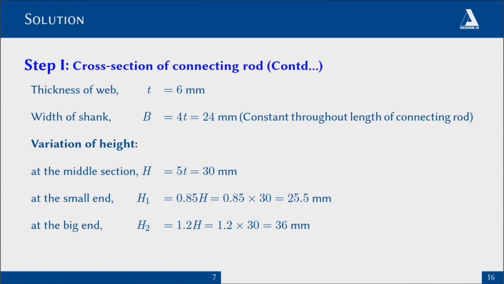But the height will be varying from one end to the other, and at the middle section the height will be equal to 5 times T, that is 30 millimeter. At the small end, H1 is 0.85 times capital H, so it is 25.5 millimeter. At the big end, H2 is 1.2 times capital H, it is 36 millimeter.